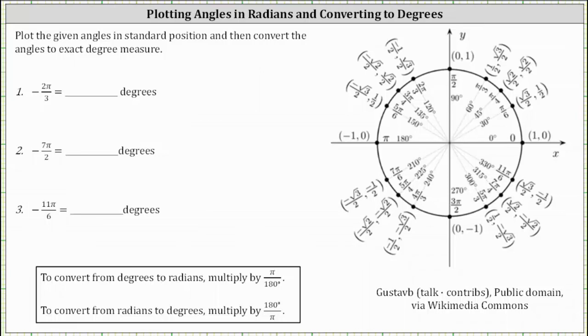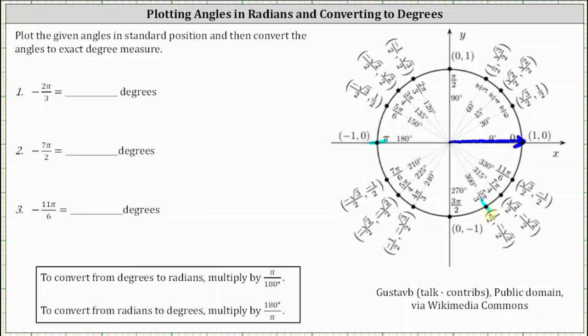For number 1, we have negative 2/3 pi radians, or negative 2 pi divided by 3 radians. In standard position, the initial side is along the positive x-axis. And now from here, because the angle is negative 2/3 pi radians, we need to rotate 2/3 pi radians in the clockwise direction. Well, half a rotation clockwise is negative pi radians. And since our denominator is 3, if we divide this into 3 equal parts, each part will represent negative 1/3 pi radians. So this is where negative pi radians terminates, and therefore negative 1/3 pi radians would terminate here.